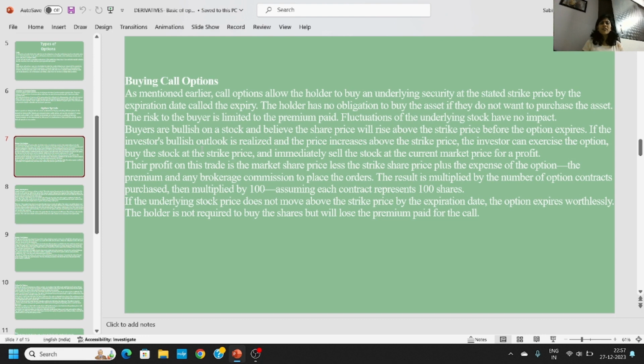If the investor's bullishness is realized and the price increases above the strike price, the investor can exercise the option, buy the stock at the strike price and immediately sell the stock at the current price for a profit.